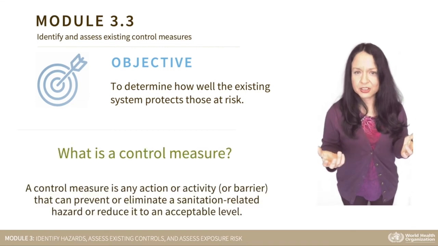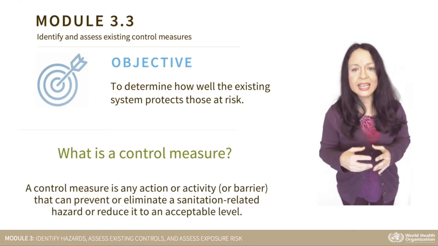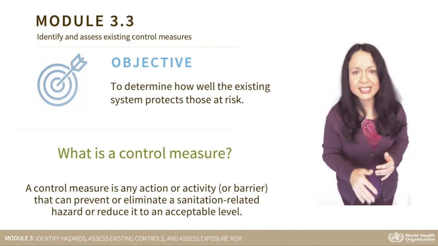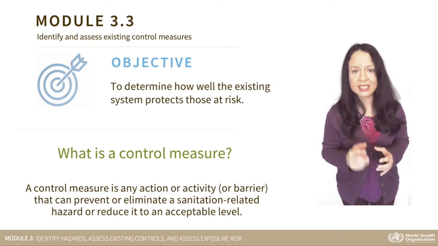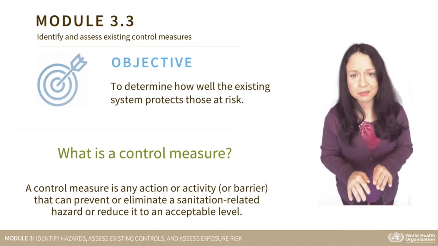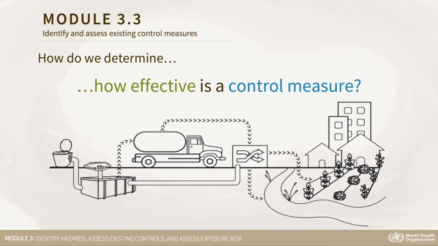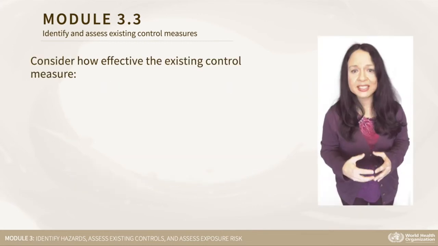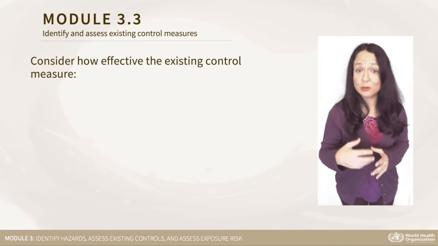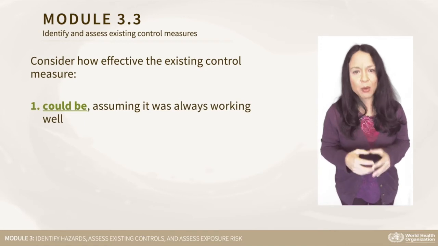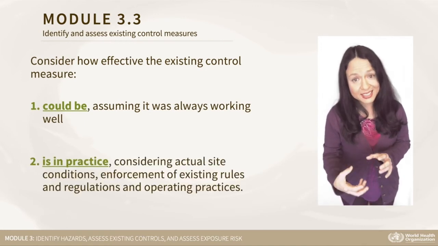What is a control measure? Control measures are any activity or barrier that can be used to reduce, prevent, or eliminate a sanitation-related hazard or reduce it to an acceptable level. We need to determine how effective the existing control measure is at reducing the risk of that hazardous event. We need to consider how effective an existing control measure could be, assuming that it was working well at all times, and how effective the existing control measure is in practice.